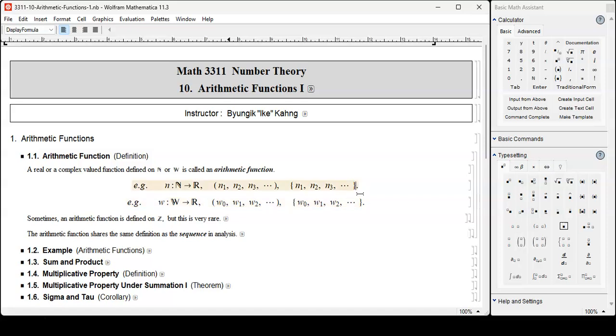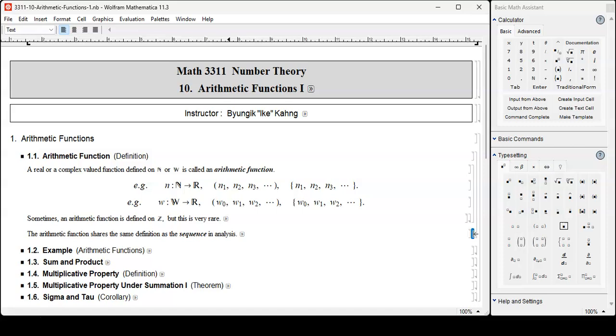Now, haven't you seen these expressions before? You must have. Those are called sequences in analysis. Indeed, the arithmetic functions share the same definition as the sequences in analysis. As far as the definitions are concerned, they are the same thing.